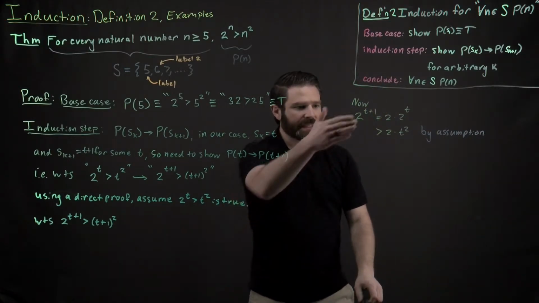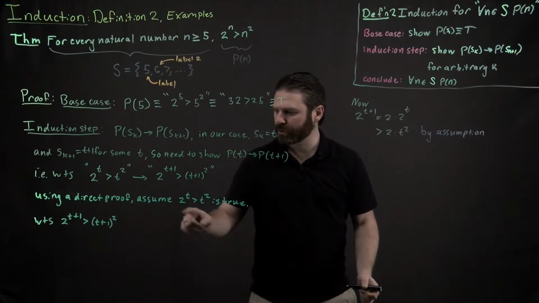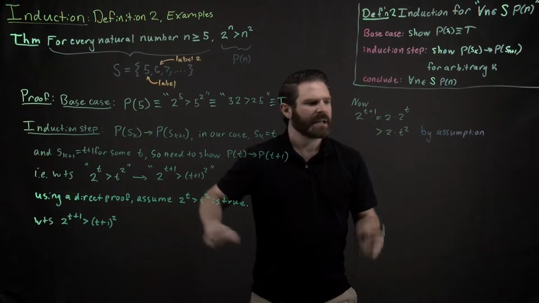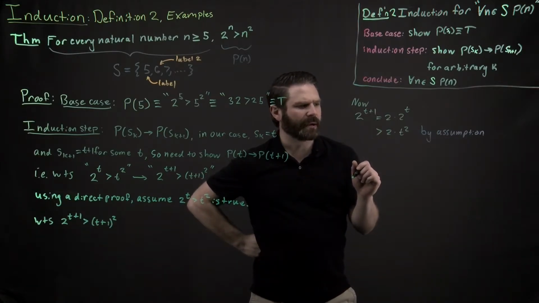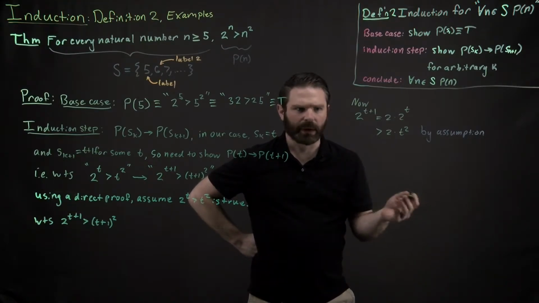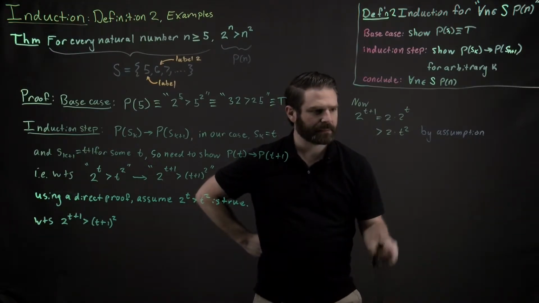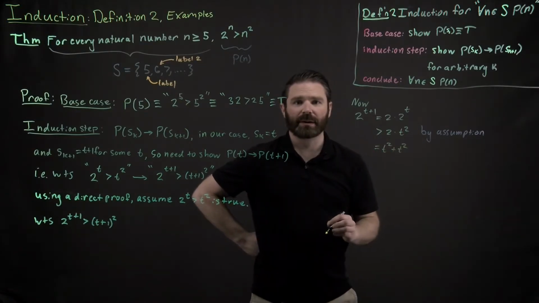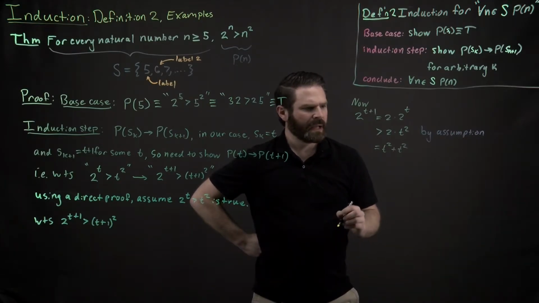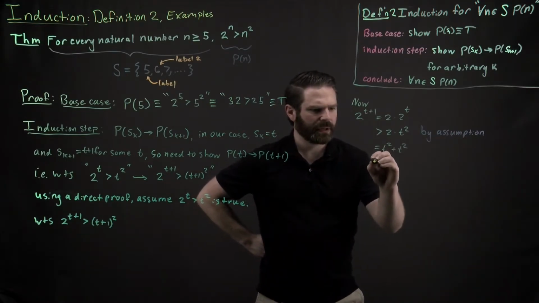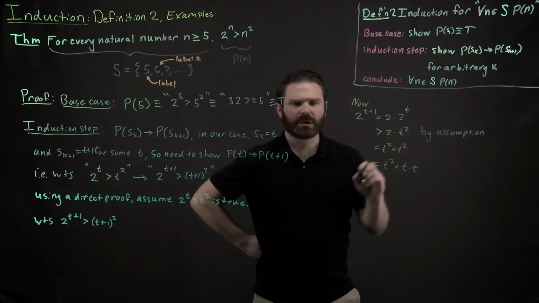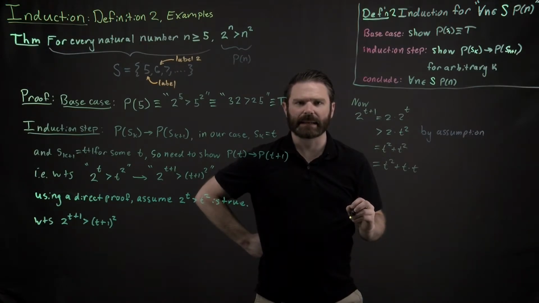And now I want to somehow be able to get all the way down to some expression that looks like t plus 1 squared. So 2t squared. Well, that's the same thing as t squared plus t squared, right? So this is t squared plus t squared. And then let's go a little bit further. t squared is the same thing as t times t.